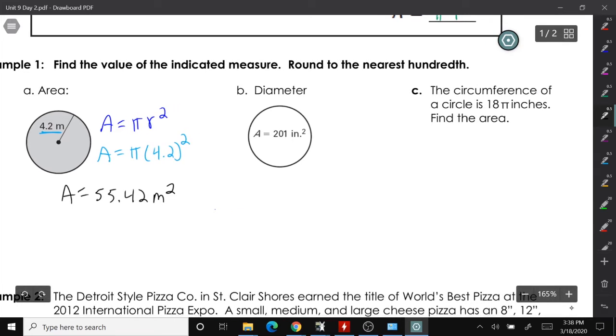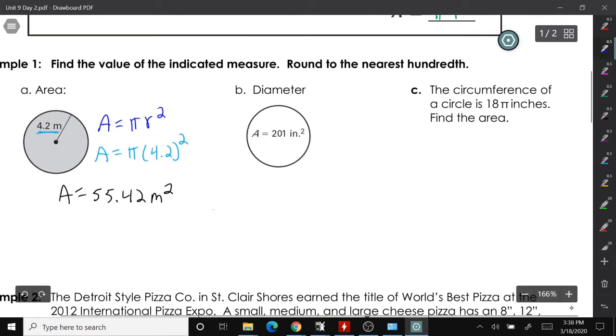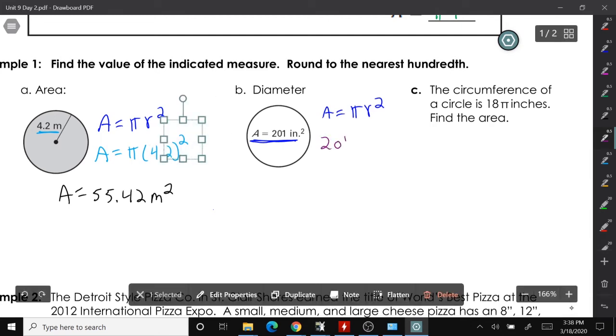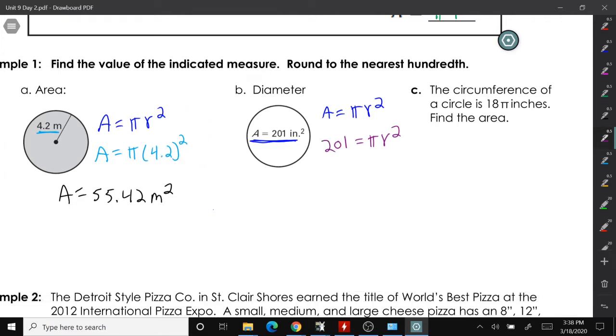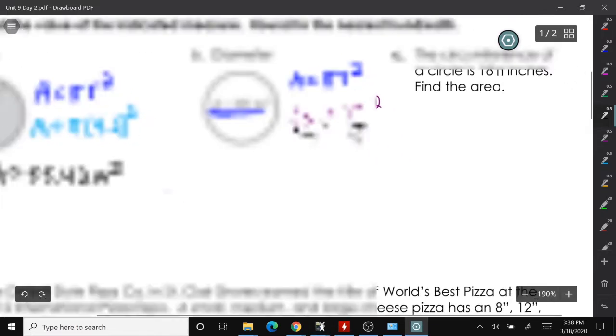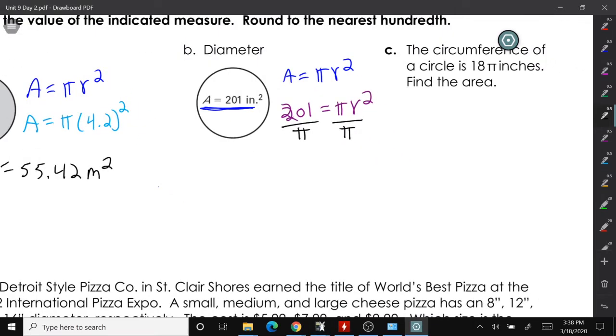All right, the second example, we're asked to find the diameter when we're given the area. Okay, so the area is pi times the radius squared. We know the area is 201. So 201 equals pi times the radius squared. So in order to get the radius by itself, we're going to divide both sides by pi. Now you might be thinking, why do we care about getting the radius? Well, if we get the radius, we can multiply that by 2 in order to get the diameter.